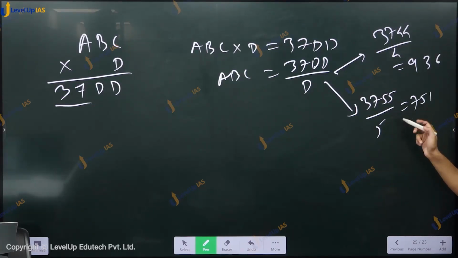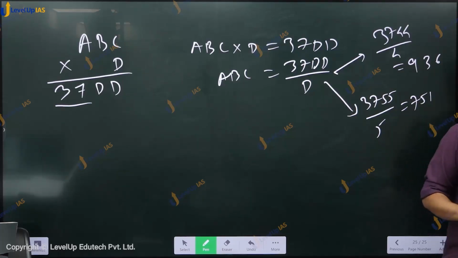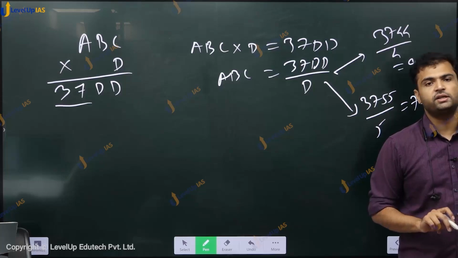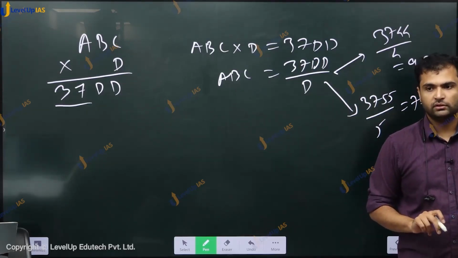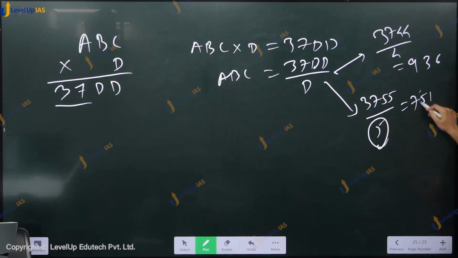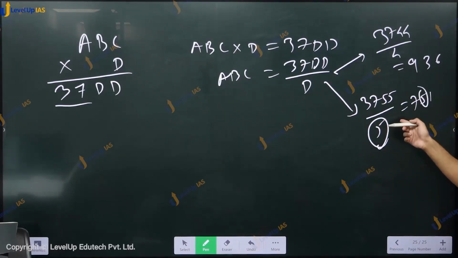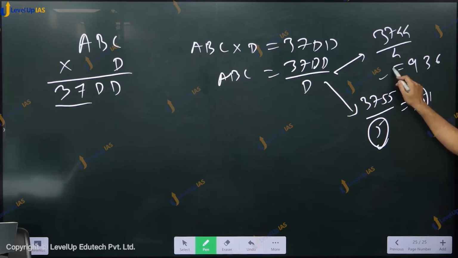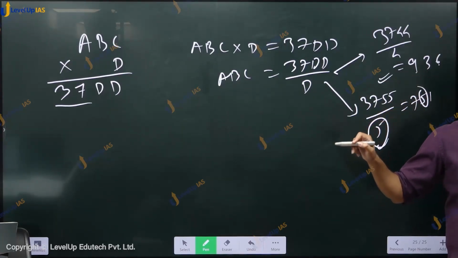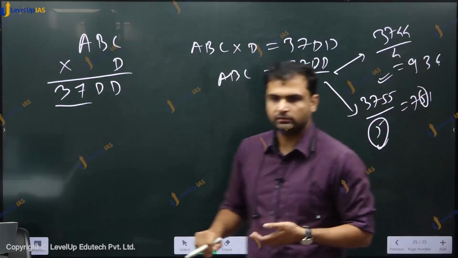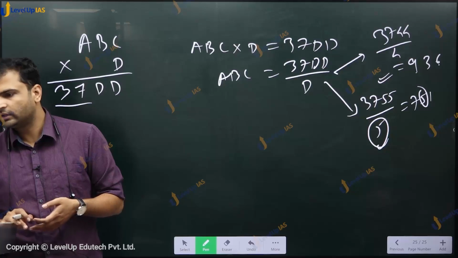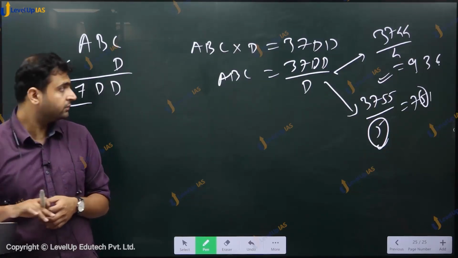Two possible answers. But if you read the question carefully, they have said that A, B, C, D are distinct, and here D is equal to 5 and B is also 5. So this is not allowed. So this is the correct answer. You get 9 plus 6, 15 plus 3, 18 is the answer. Yes, 3700 is not divisible by 3, right?